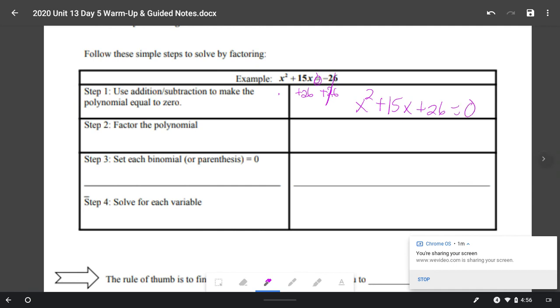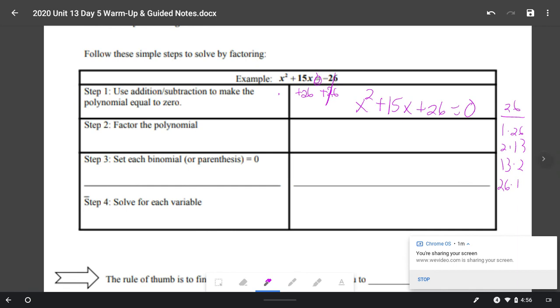Once it's in standard form like that, where the x squared, the x in the middle, and the number are on the same side, and there's a 0 on the other side, then we can solve by factoring. We learned that last chapter. So we're going to find the multiples of 26 and see which ones add to give me 15. We have 1 times 26, 2 times 13, 13 times 2, 26 times 1. I think those are all of my factors of 26. Do any of those add to give me 15?